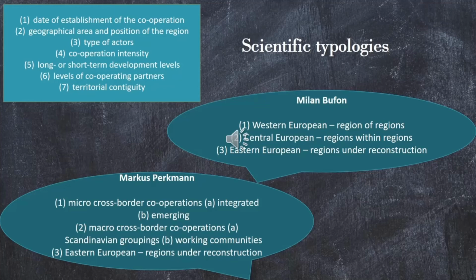If the cross-border regions cover extensive areas, on the other hand, then they are either Scandinavian groupings or working communities, according to Perkman, where the main difference between the two structures lies in the intensity of cooperation, as explained before. In this respect, the Scandinavian groupings are more organized structures, while the working communities represent the emerging cooperations. Using Perkman's classification as a basis, we may say that most of the small-scale initiatives involve local authorities as the driving protagonists, whereas large-scale cross-border cooperations are almost exclusively driven by regional authorities.